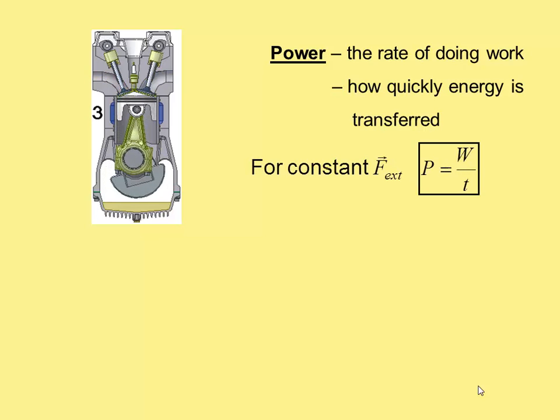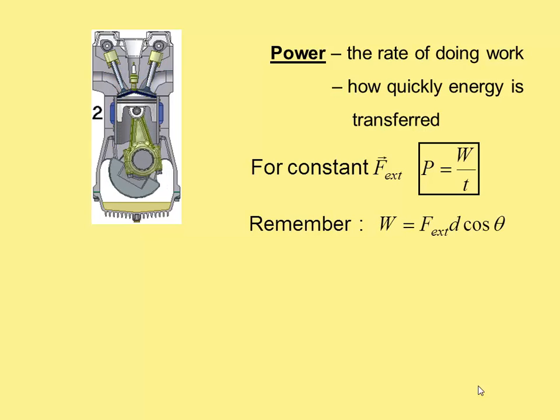Now, the equation for power comes right from the definition. It's the rate of doing work. So for constant forces, power is work over time. How much work you do in a certain amount of time. And remember, work, again, is a loaded thing. Work is an amount of energy transferred into or out of a system by means of an external force. And so our work equation, as we derived the other day, is the external force times the distance times the cosine of theta, where theta is the angle in between.